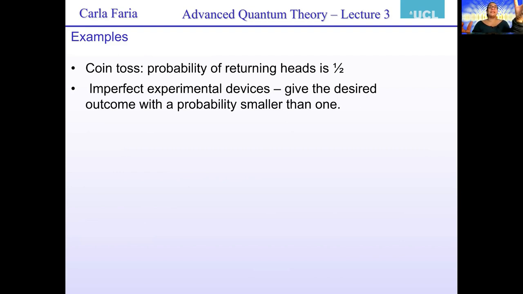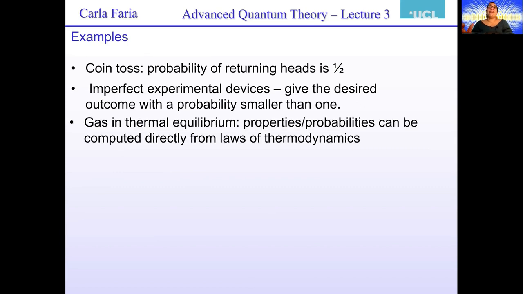And what do you do with that? Devices are imperfect. You're not going to have in an experiment a device that is 100% perfect. Also, for instance, if you're dealing with a gas in thermal equilibrium, you are going to have properties and probabilities that can be computed from laws of thermodynamics, and maybe this gas is interacting with your system and you don't know how things are going.